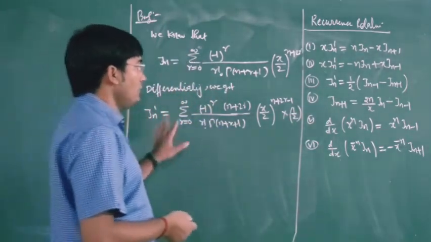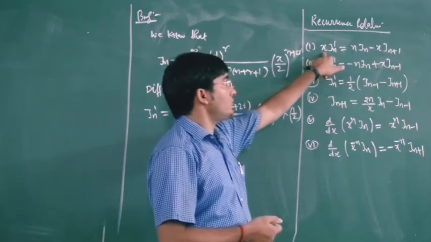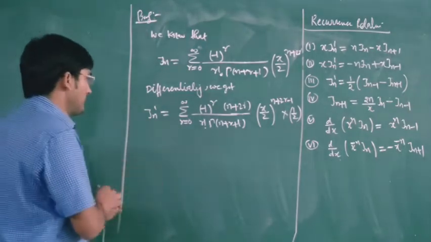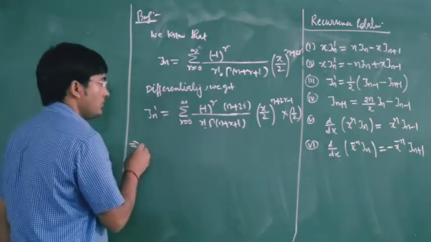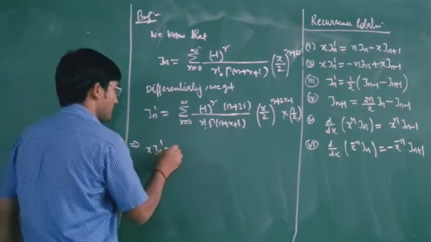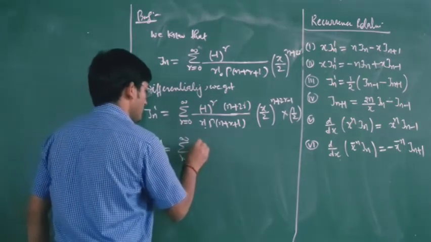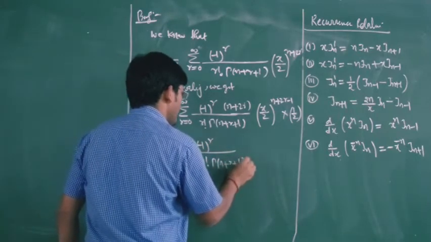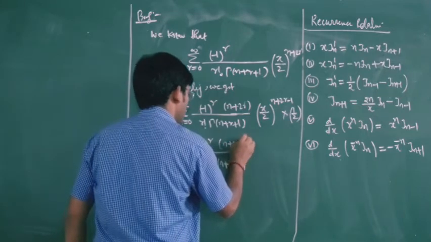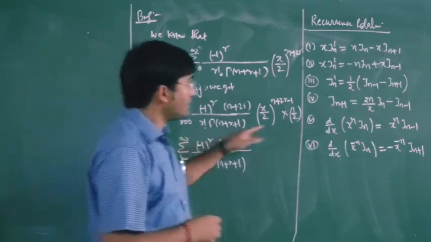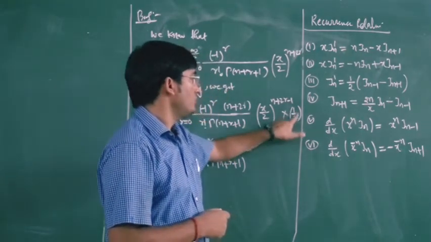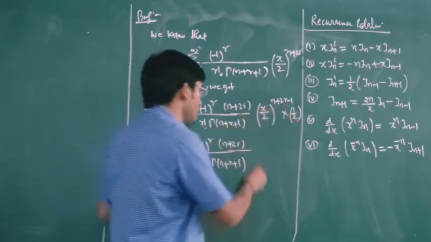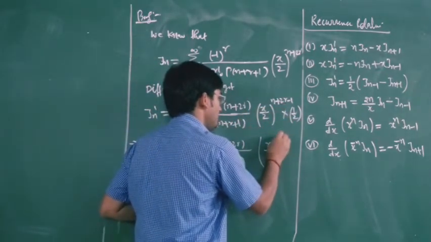Okay. Now in the left hand side we need x into Jn dash. So multiply this equation by x. If we multiply this equation by x, then we will get x Jn dash equal to summation r equal to 0 to infinity (-1)^r / (r! Γ(n+r+1)) times (n+2r). Now if we multiply this equation by x, then this will be your x/2, and this is your (x/2)^(n+2r-1). So this will become your (x/2)^(n+2r).